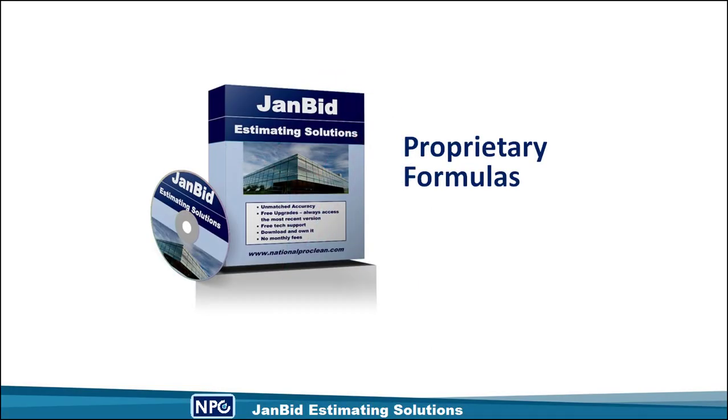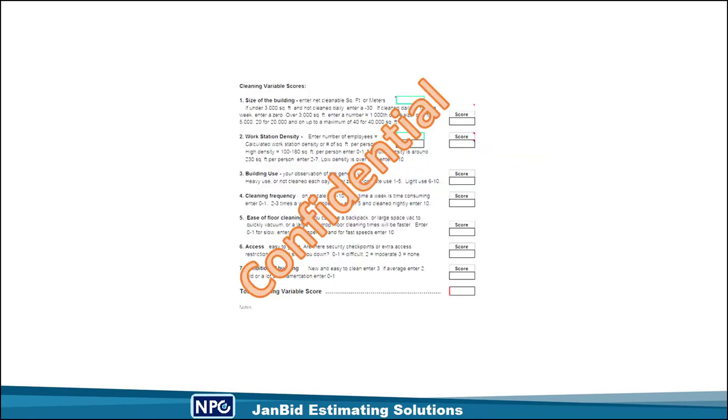You're probably wondering, how can I accurately compensate for all of these variables and make sure my numbers are right on the money? Simply by using proven and proprietary formulas that quantify the major cleaning variables. You quickly rate each specific item on a weighted sliding scale. The sum total, when entered into JanBid, establishes a very precise cleaning rate.